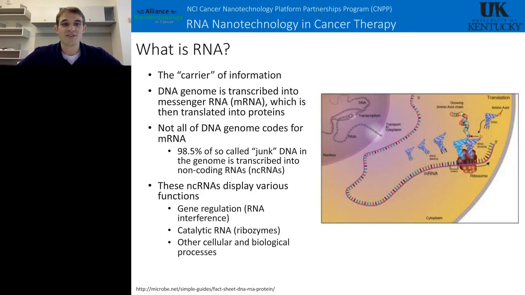So, what is RNA? RNA can be described as the carrier of information in the cell. The central dogma of molecular biology is DNA to RNA to protein. RNA translates the genetic information in DNA to protein, and then those proteins carry out their roles, whatever they may be.